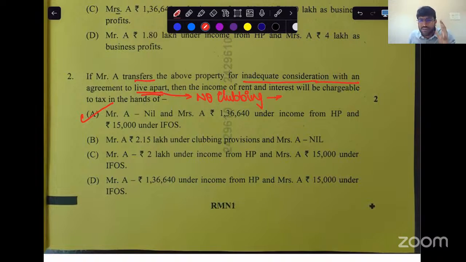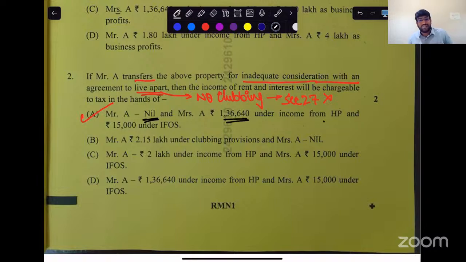So many times I told you this point during the lectures, my dear friends. Absolutely important. Done. So the answer is Mr. A will be nil, and Mrs. A will be 1,36,640 under house property and 15,000 under income from other sources.